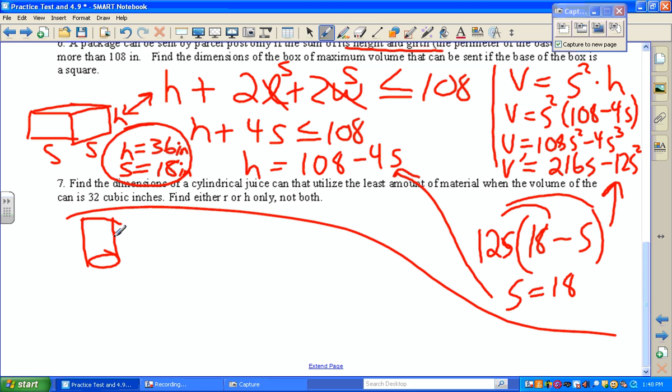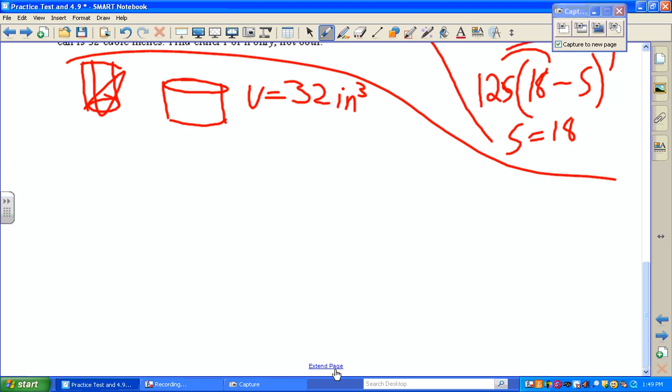That's a bad cylinder. There we go, that's better. That utilize, now it says least amount of material. What do you think they're talking about? Surface area. When the volume of the can is 32 cubic inches, find either R or H only, not both. So you have to minimize the surface area. What is the volume of a cylinder? So 32 equals pi r squared h.